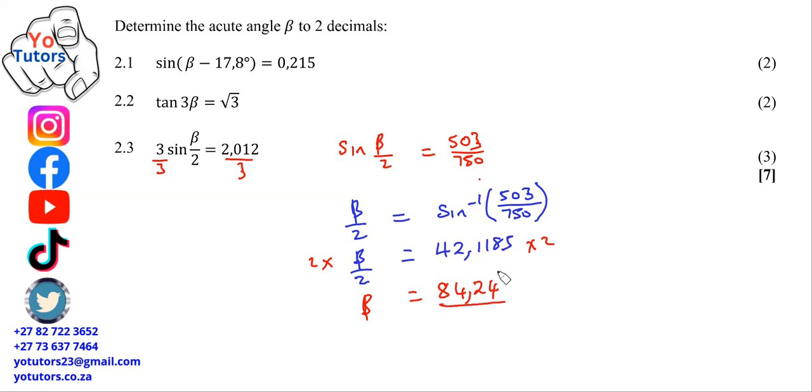Why am I doing all this? Because you don't need to round off before you reach your final answer. When they say leave your answer to decimal places, it's only the final answer, not the answers that you're getting during your steps. So only the final answer.